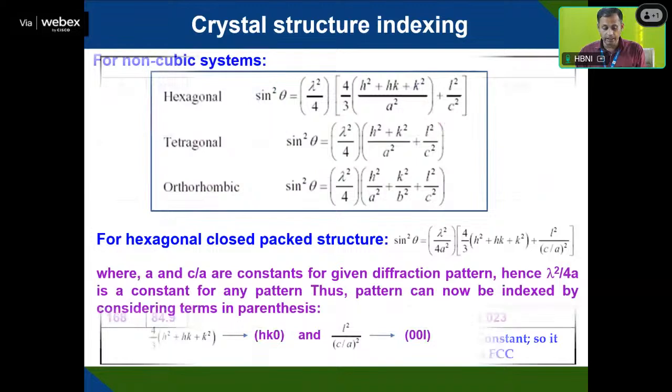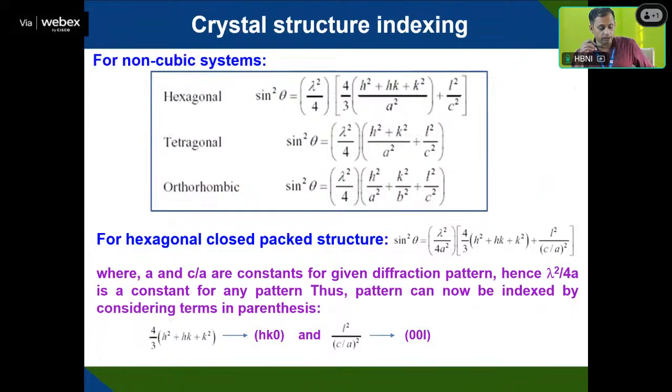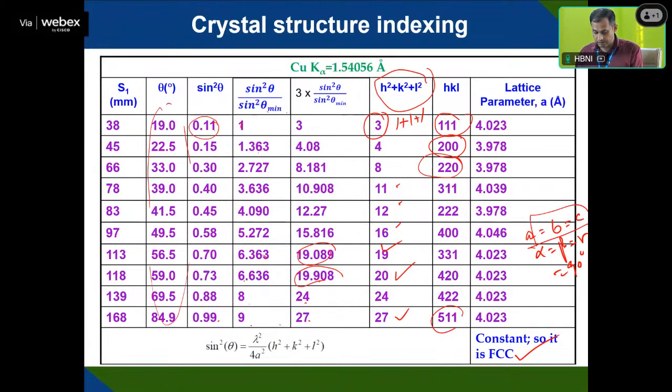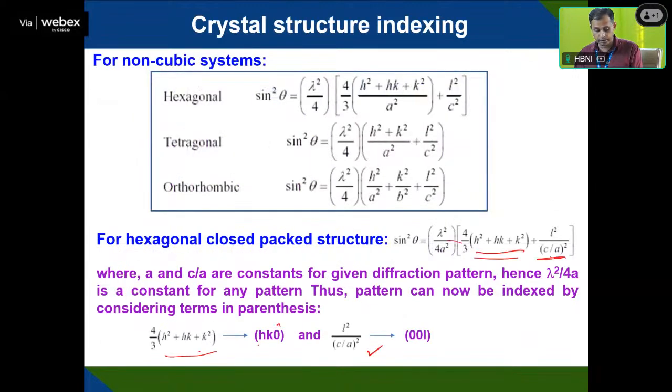If it is a hexagonal, trigonal, tetragonal or orthorhombic structure, you can use different formulas to find out the proper crystal structure. For hexagonal close packed structure, you can write the h square plus k square terms separately, and the c by a terms separately. Here l equal to 0 is possible, and l square by c by a whole square gives the 0 0 l plane. So you can identify the crystal structure, whether FCC or SC, by using crystal structure indexing.